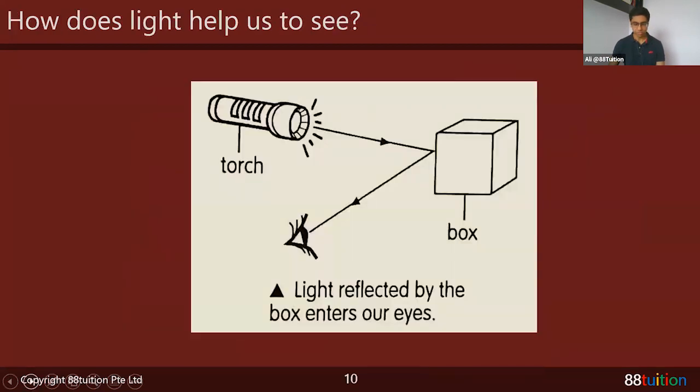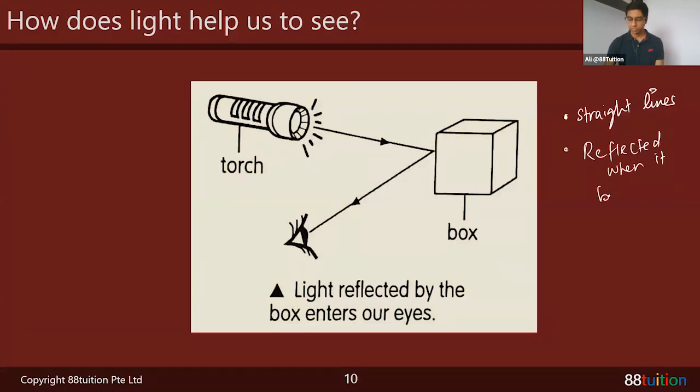So if we want to answer those questions, we have to look at how light travels. Okay? Light travels in straight lines, as you can see from the picture. Light gets reflected when it bounces off objects. These are the two important characteristics you need to know.